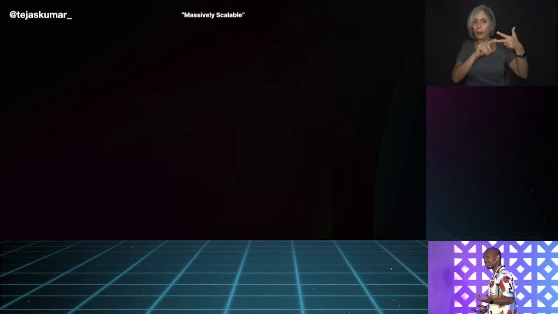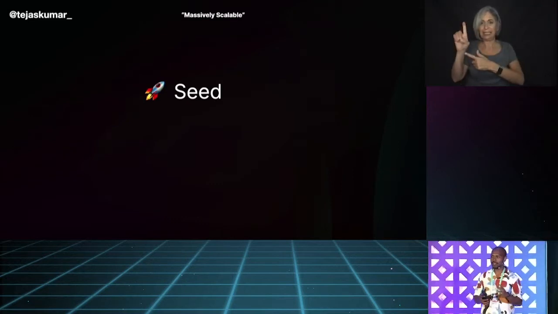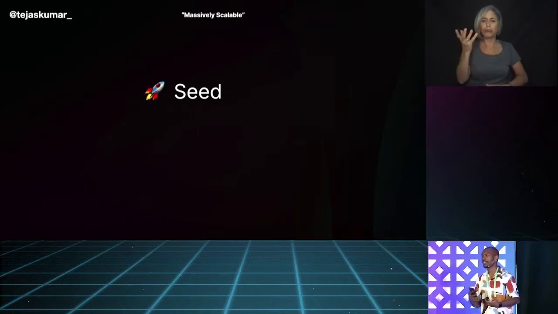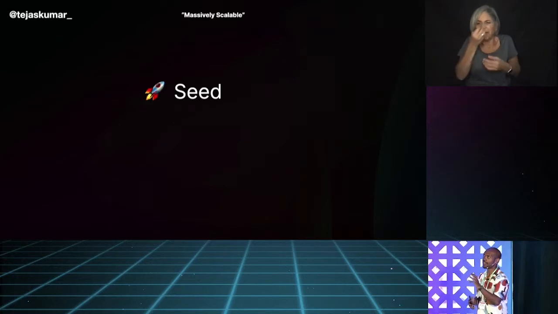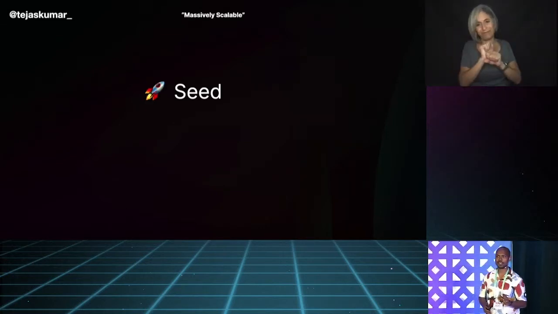I call these the 3 S's of scale, and those are seed scale. This is when you're creating a proof of concept, just putting stuff together. You want to see, does it work, does it not? You don't really care much about having it be right, but it has to work. It's just something that works.